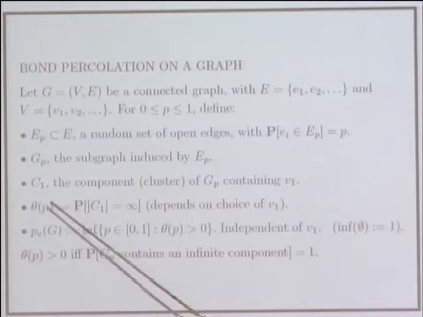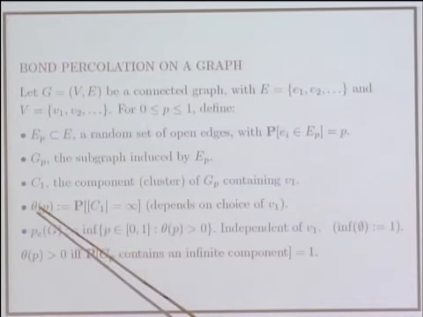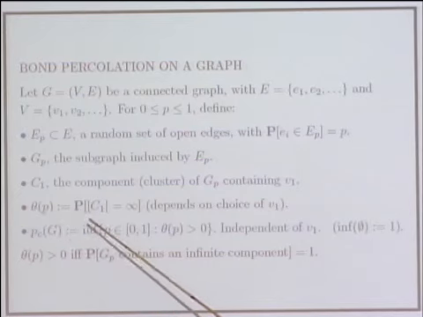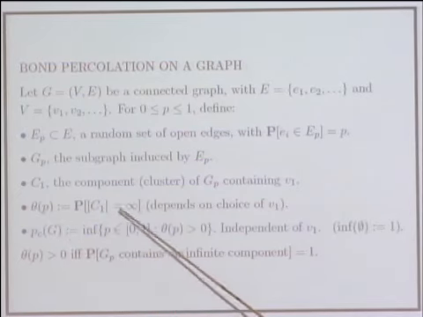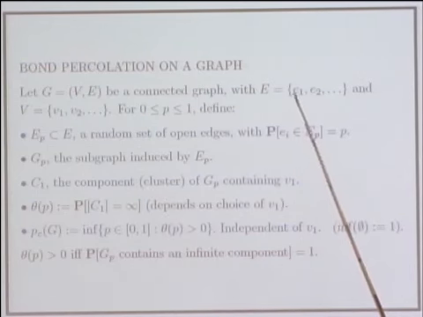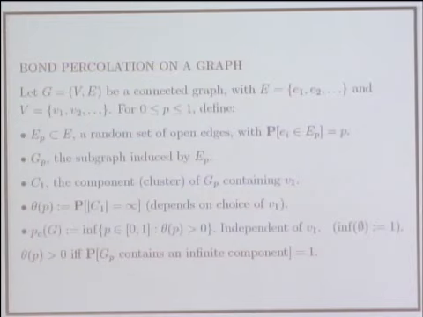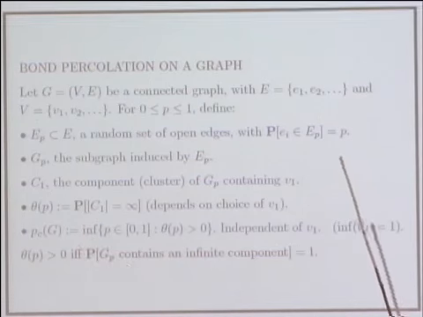And then we've got a probability, which is often called theta of P. This isn't fantastic notation, because I'm calling it the probability that C1 is infinite. That probability depends on the choice of V1, because I'm not thinking of this as some regular lattice. So this probability would be different for different choices of V1. But anyway, if it's positive for one of them, it'll be positive for all of them. That's the main thing here.